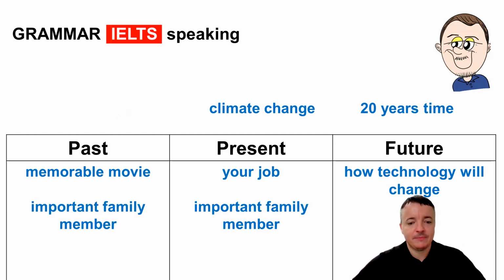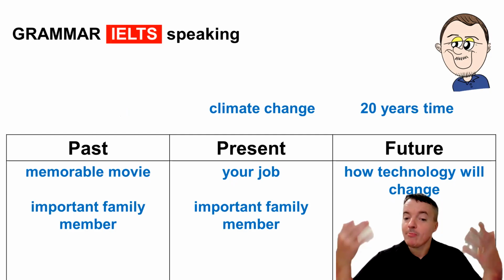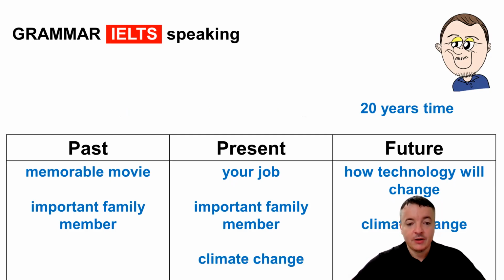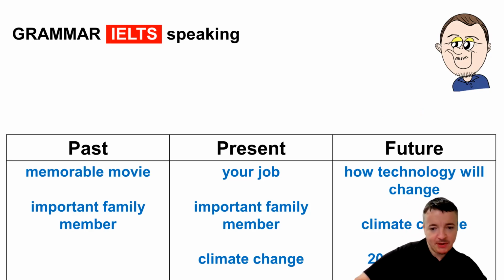Important family member. That could be past or present. Your family member could be still with us now, or maybe it's a family member from your childhood. Climate change. Okay, it could be present or future. So you talk about the climate now and then how it's going to change in the future, in 20 years' time. It's behind me, but yes, probably future.